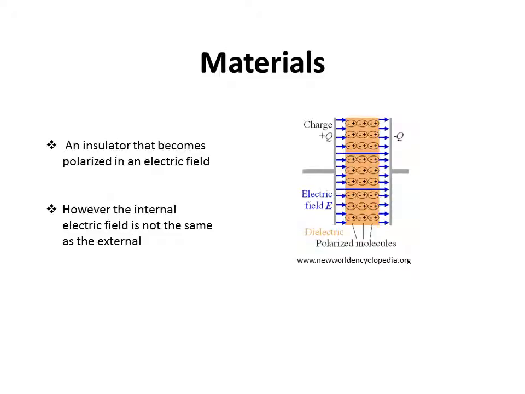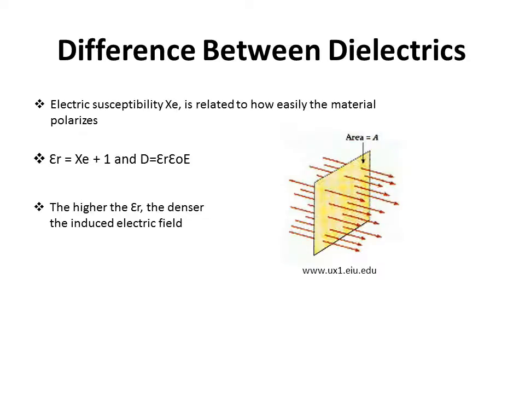When designing a dielectric resonator antenna, one of the most important things you have to consider is what type of dielectric material you want to use. So what is a dielectric material? A dielectric material is an insulator that becomes polarized in an electric field. So this means that while no current can go through it, there is an electric field. The one difference, though, is that the internal electric field is not necessarily the same as the external electric field.